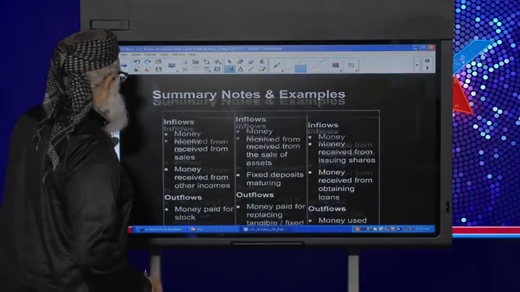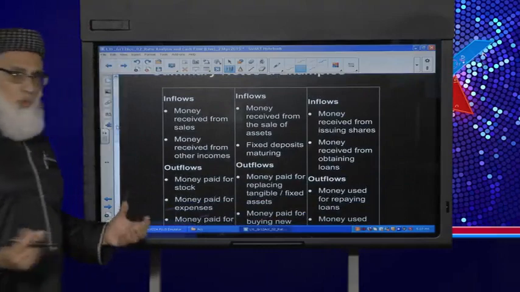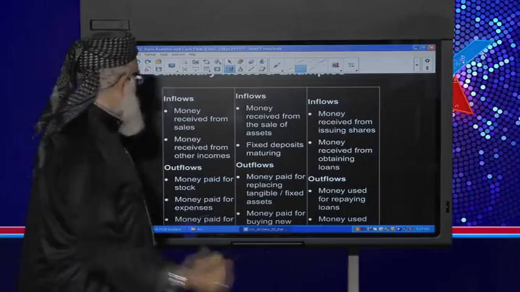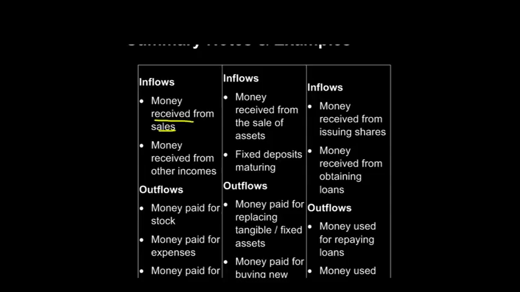Now, if we have to summarize this in terms of where's the money coming from? What's my inflow of cash? Remember, under operating activities, money received from sales, money is received from other incomes, okay? Keep this in mind. That's the area in which you're going to be operating. Obviously, this tells you that the emphasis here will be your income statement or your statement of comprehensive income. Think about it. Most of the information that you require would feature there. However, there would be other parts that you would refer to as well.